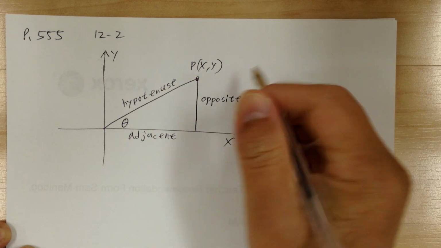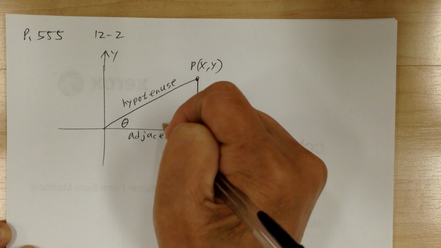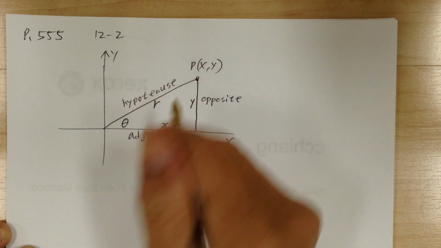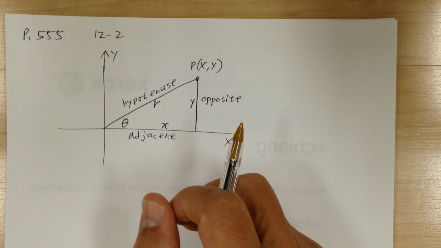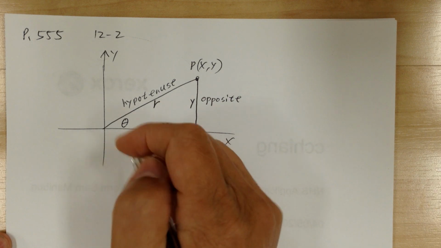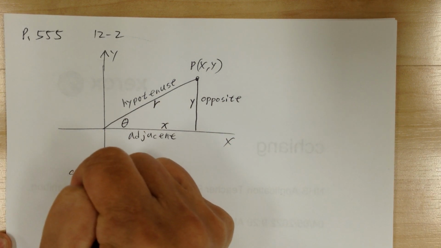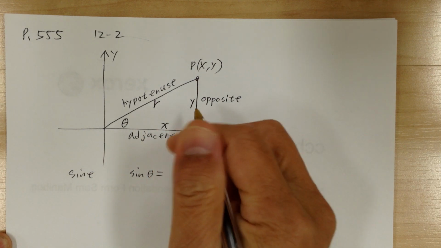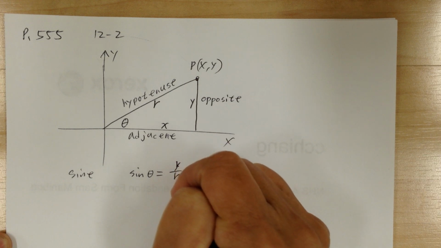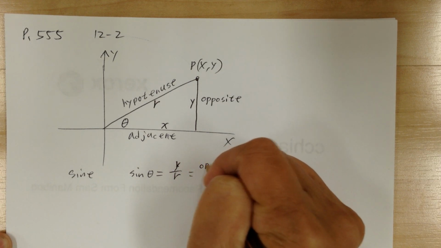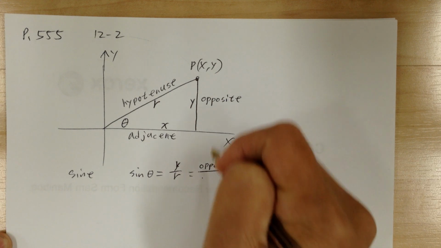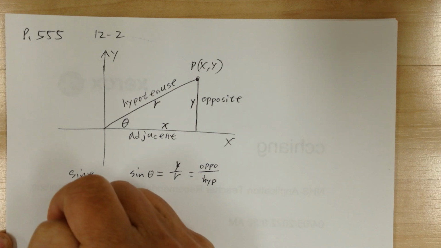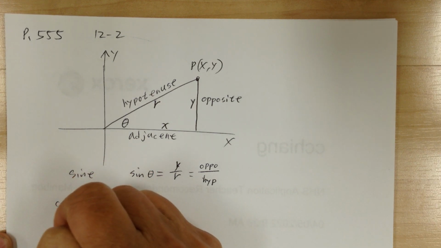Also, you notice that this is the y, and this is the x. And if you were to draw the circle, this would be the r. So make sure you know all these. Now the definition of the function: sine, S-I-N-E, abbreviation is sin. So sine of angle theta is equal to y over r, or equal to opposite over hypotenuse.